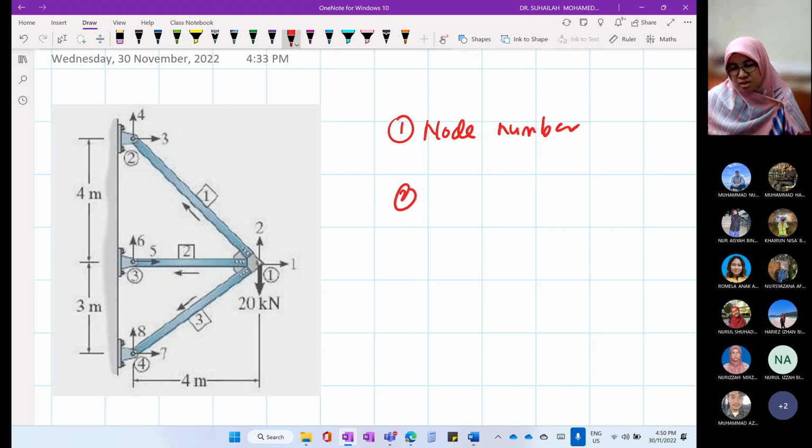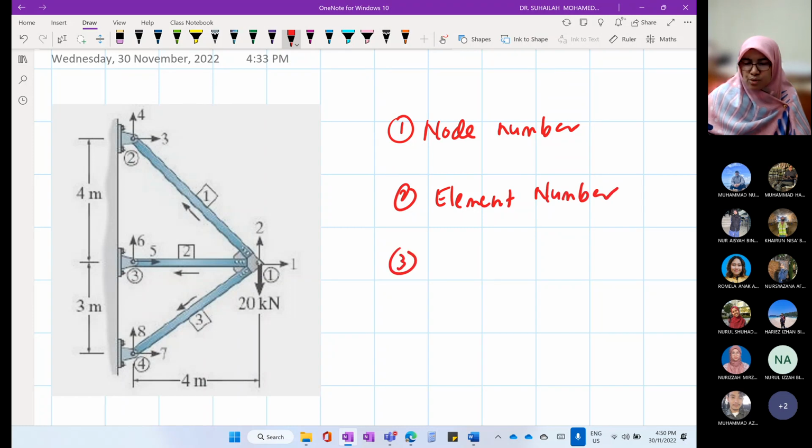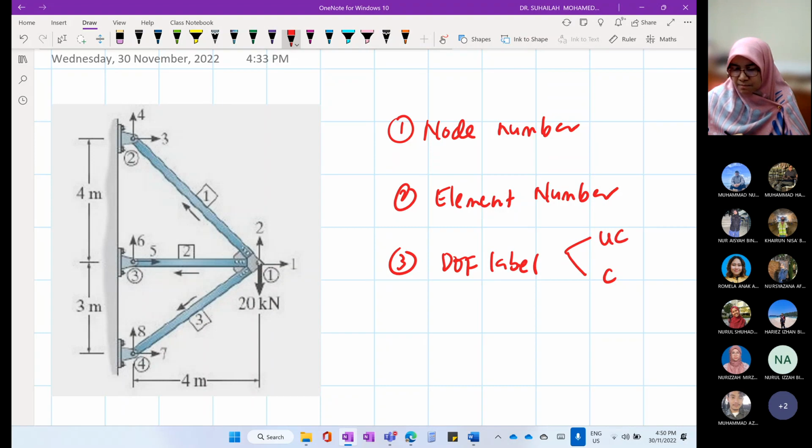Number two, you have to make sure that the diagram has element numbers. Number three, you have to make sure that the diagram has degree of freedom labels, which we write according to unconstrained and constrained system.